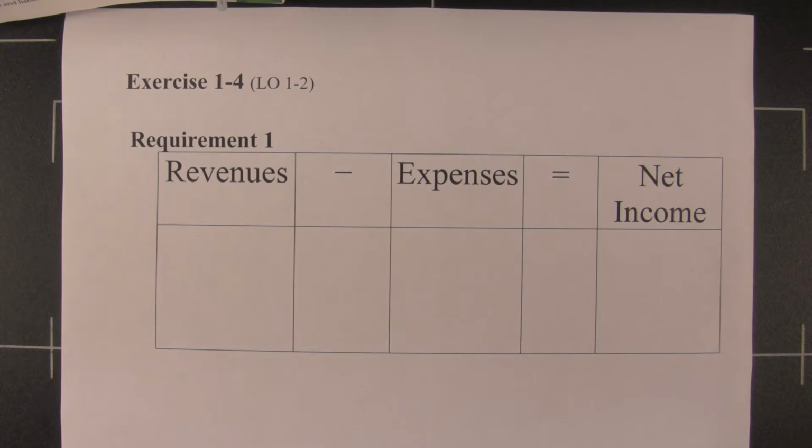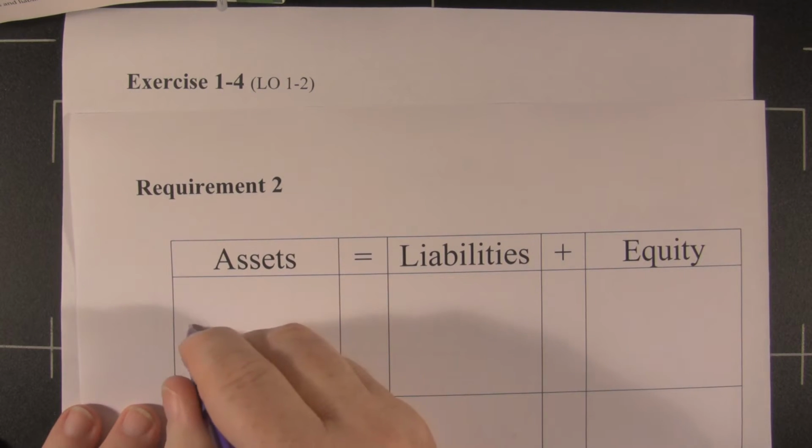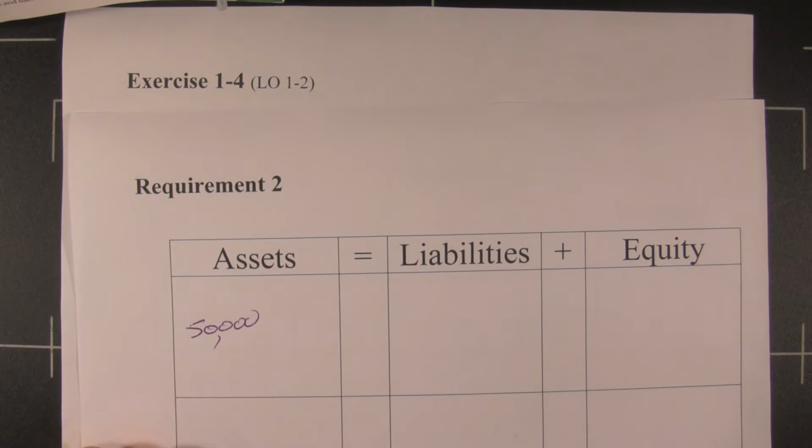Okay, exercise 1-4 asks us to do some things for Eagle Corporation, and they give us some information. They tell us that the assets at the end of the period are $50,000. We'll need that for the next piece, so let's just write that down while we have it. We're going to need $50,000 for the assets. I believe in taking these numbers while we have them.